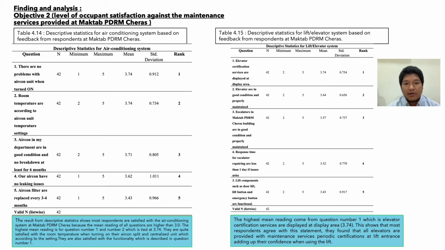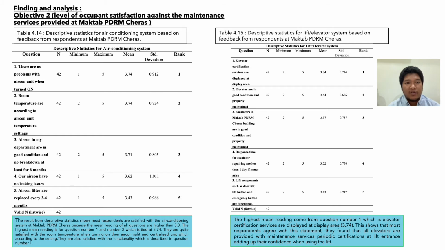All these questions are related to quality, and the purpose is to see how they evaluate these questions, whether very dissatisfied or satisfied. The result from descriptive statistics shows most respondents are satisfied with the air conditioning system because the mean reading of all questions is higher than 3. So overall, they are satisfied with the air conditioning system.